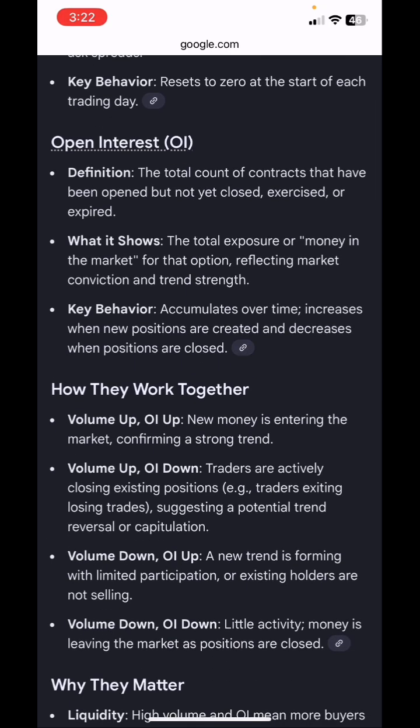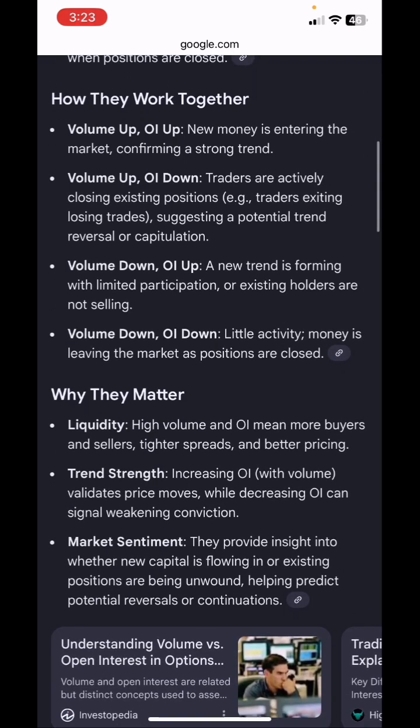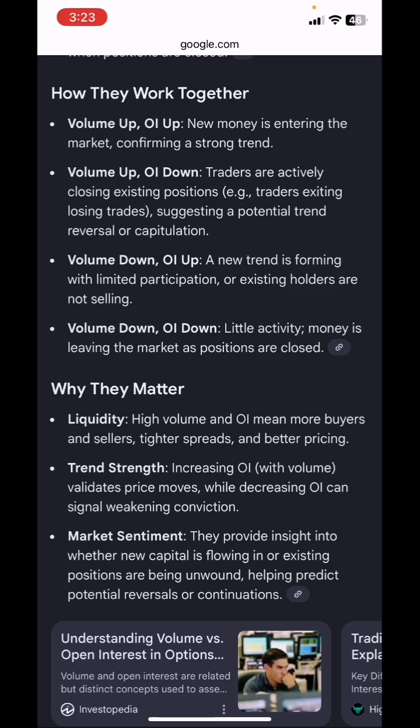What open interest shows is total exposure, or money in the market, for that option. So this is not for the overall market, just for these options. Each option has its own open interest and its own volume, reflecting market conviction and trend strength. Key behavior: it accumulates over time, increases when new positions are created, and decreases when positions are closed. Now, how they work together.